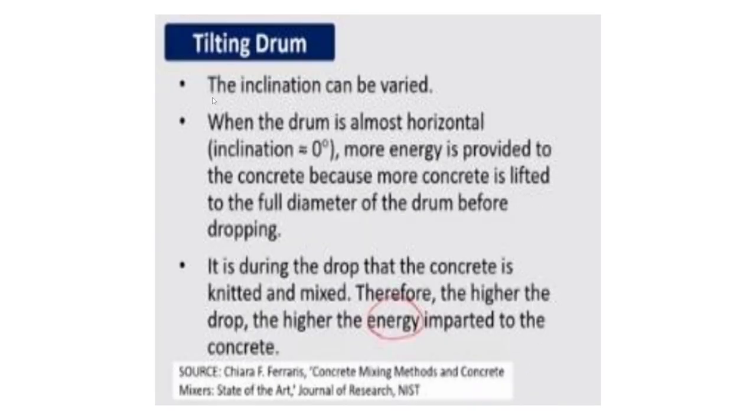Now let us go to the commonly used one, which is the tilting drum. In this case, the inclination can be varied. Here the input opening and the discharge opening are the same, like the reversing drum. When the drum is almost horizontal, that is, inclination equal to 0 degrees, more energy is provided to the concrete because more concrete is lifted to the full diameter of the drum before dropping. It is during the drop that the concrete is kneaded and mixed. Therefore, the higher the drop, the higher the energy imparted to the concrete.